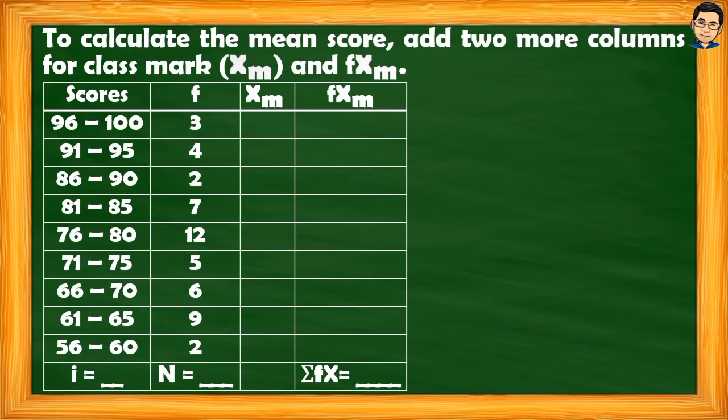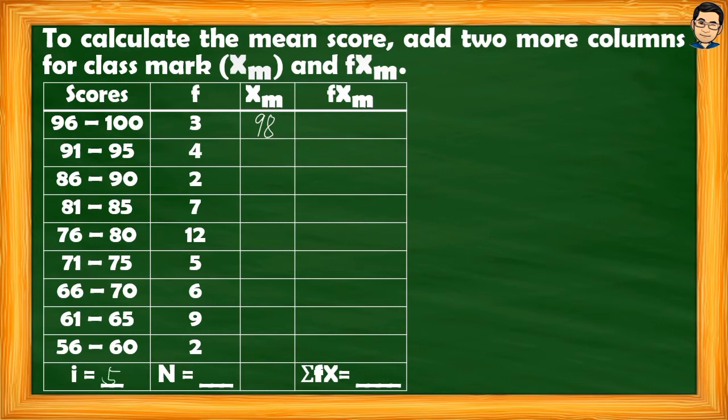Okay, so, paano ba kinukuha yung class mark? Okay, so, i-add lang po natin yung 96 tsaka 100 and then i-divide natin sa 2. Okay, so 96 plus 100 we have 196 and then divide natin sa 2 we'll have 98. Okay, so pwede rin naman ilista natin yung mga numbers and then yung middle value, yun po yung magiging class mark.